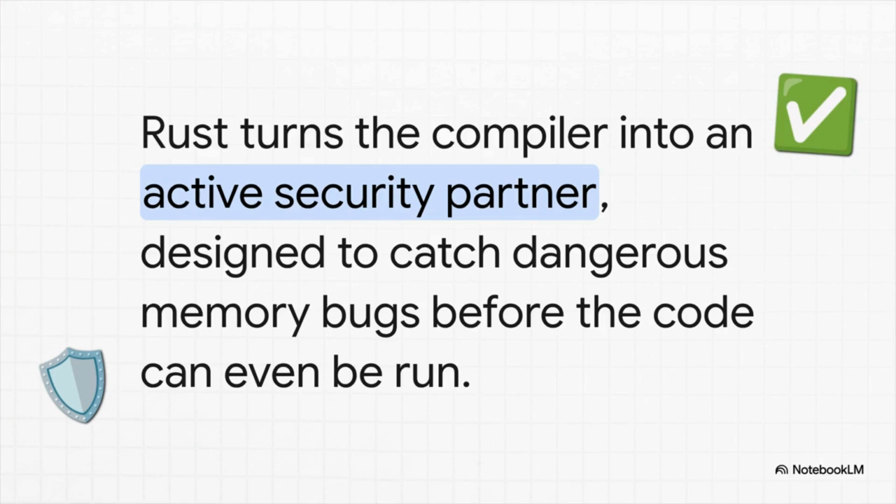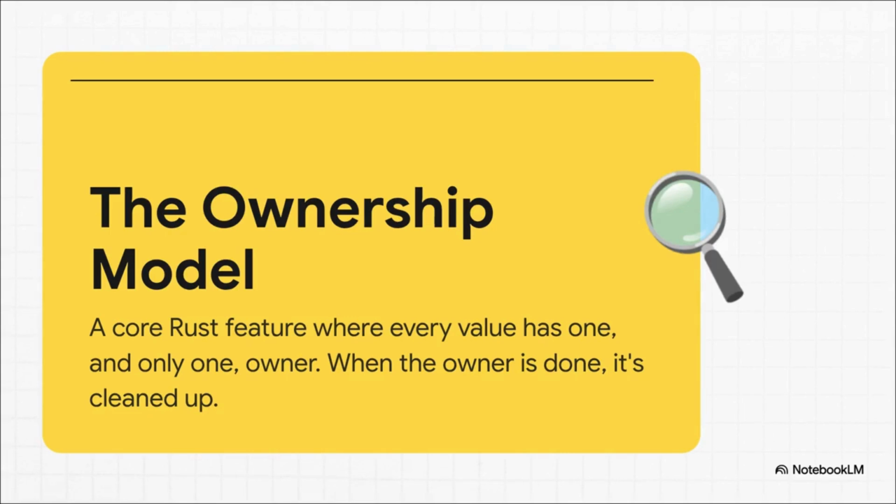It shouldn't be an afterthought. The revolutionary idea here is that the compiler, the thing that turns your code into an actual program, can be your security partner. It's designed from the ground up to find and stop these memory bugs before your code can even run. The magic behind this is something called the ownership model.